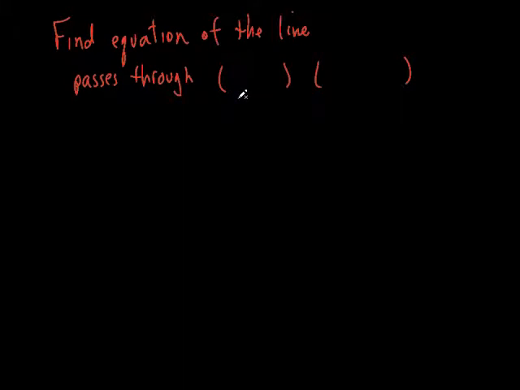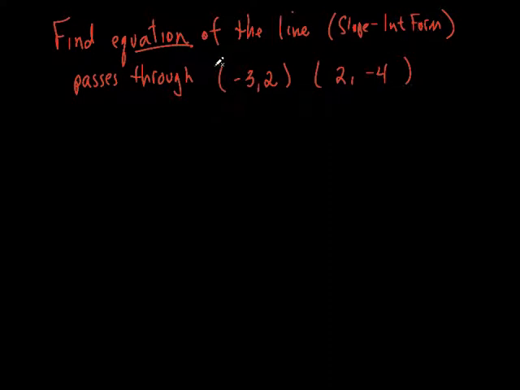Yeah, I'll use these points. -3, 2, and 2, -4. So look at this. You want to find the equation of a line. They'll probably tell you which form. So we're just going to say in slope-intercept form. All right. So find the equation of a line in slope-intercept form that passes through these 2 points right here.